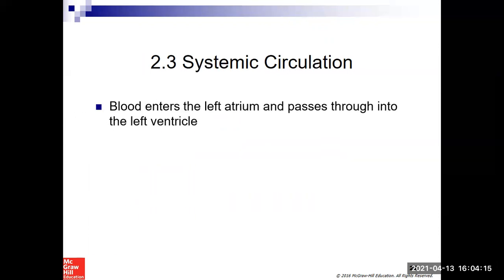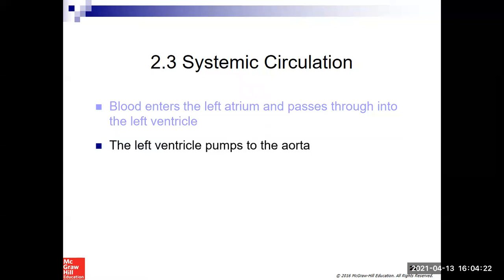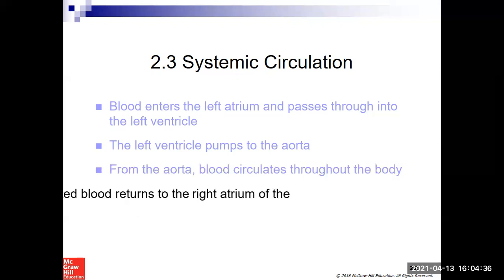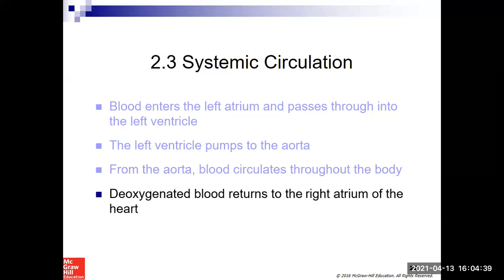Systemic circulation: the blood enters the left atrium and passes through into the left ventricle. The left ventricle pumps to the aorta. And then from the aorta, blood circulates throughout the body. So again, this is something you already know in regard to the systemic circulation. Deoxygenated blood returns to the right atrium of the heart.